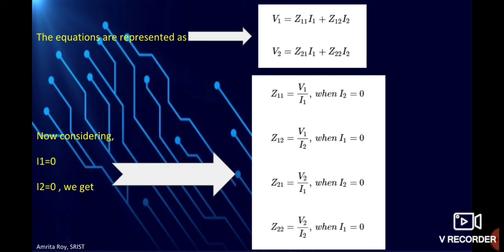Now, considering I1 equals 0 and I2 equals 0 in turn: in the first equation, if we substitute I2 equals 0, then we will get Z11 equals V1 by I1. And in the first equation, if we substitute I1 equals 0, we will get Z12 equals V1 by I2. Similarly, if we substitute I2 equals 0 in the second equation, we will get Z21 equals V2 by I1. And in the second equation, if we substitute I1 equals 0, we will get Z22 equals V2 by I2.